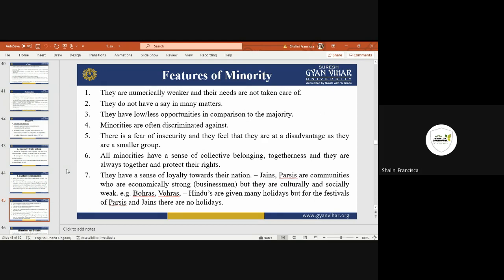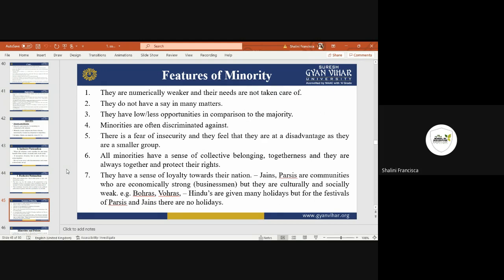There is a fear of insecurity and they feel that they are at a disadvantage as they are a smaller group. So for sure, if you are in a minority, we say unity is strength. And when the majority is there, then an opinion is considered to be right when the majority of people come together. The same thing happens here also.